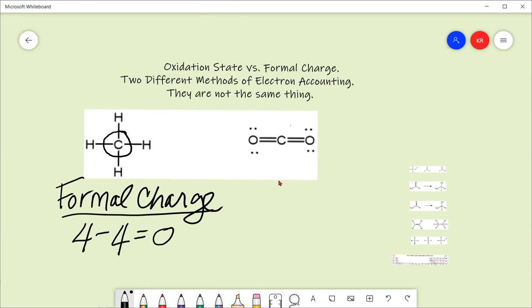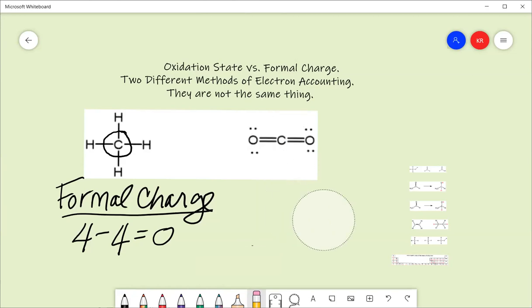If I do the same thing here for CO2, I'm going to assign 1/2 of each bonding pair to that carbon. So I start with the group number and subtract the number of electrons that I assign. I'm going to assign 1, 2, 3, 4, so I'm assigning 4 electrons to that carbon. So it's 4 minus 4 is 0. These two molecules have the same formal charge. But it turns out that their oxidation states are quite different.